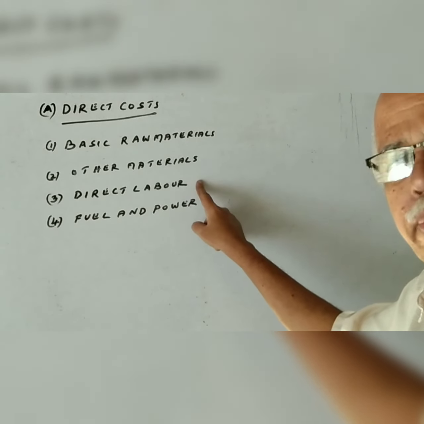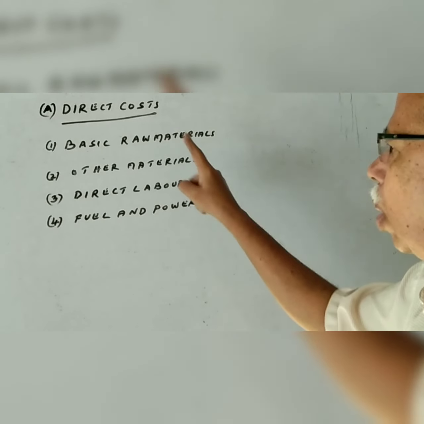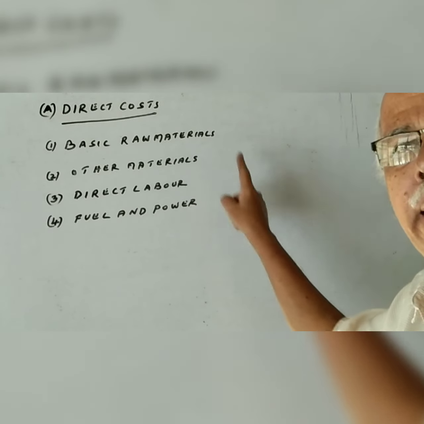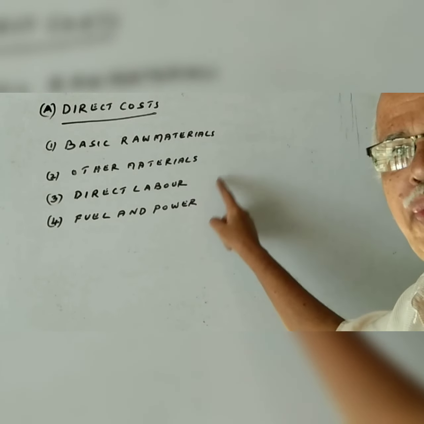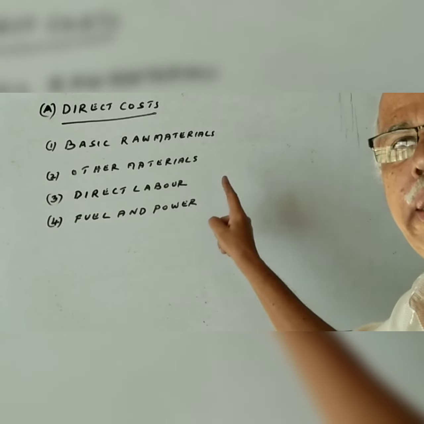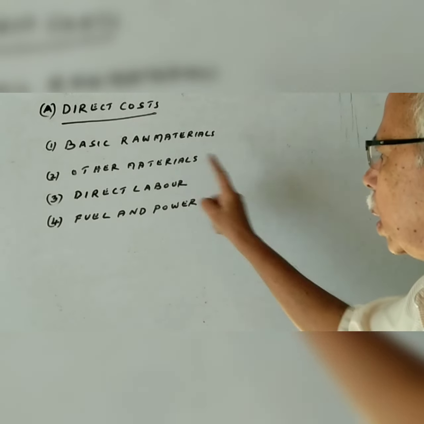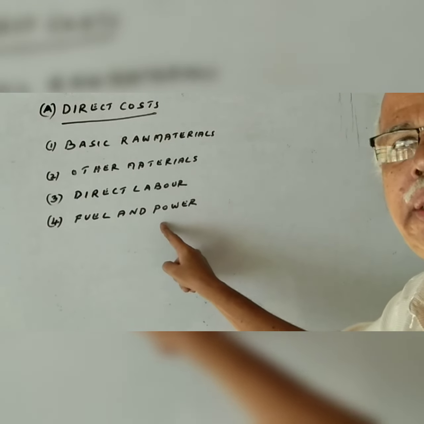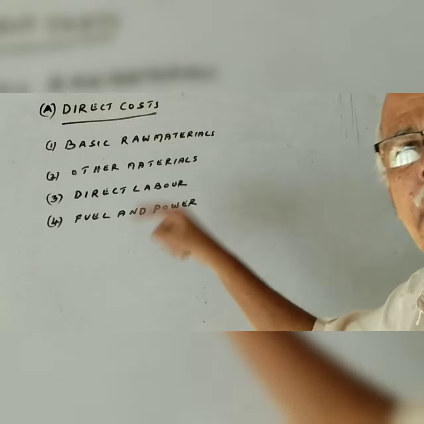Then direct labor. All wages and other benefits paid to the workforce who are involved in the production process. Then fuel and power. This is electricity, oil, etc. used in the production.